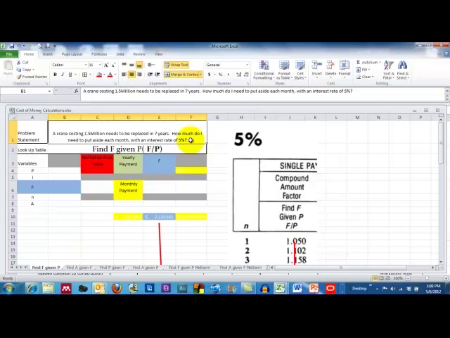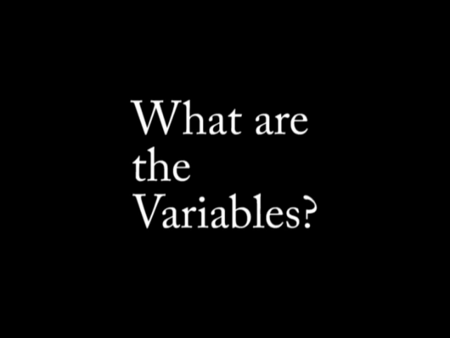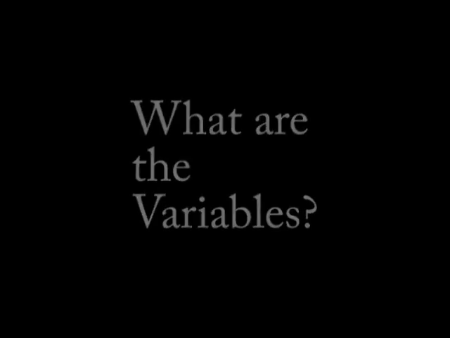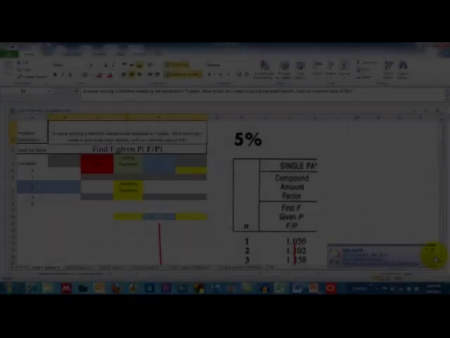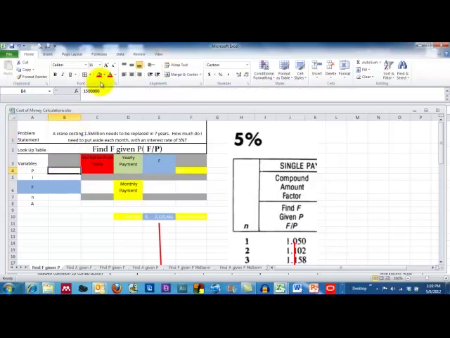So again, you want to take the problem statement and determine what your variables are. That's the most important thing that you can do. Okay? We're going to take a look at this, and I'm going to start filling in what variables we have. So our present value is $1.5 million.